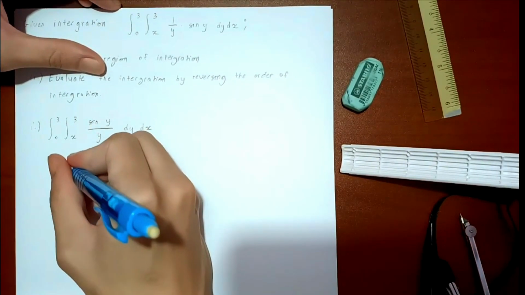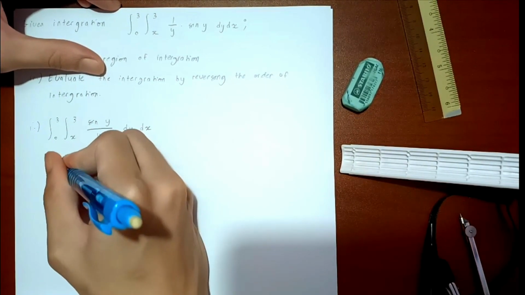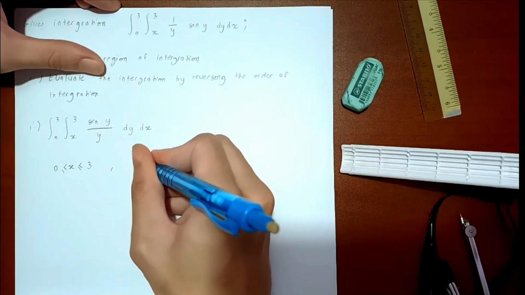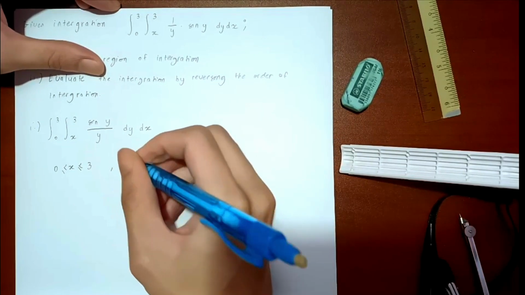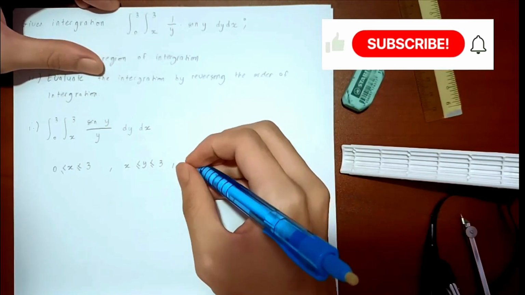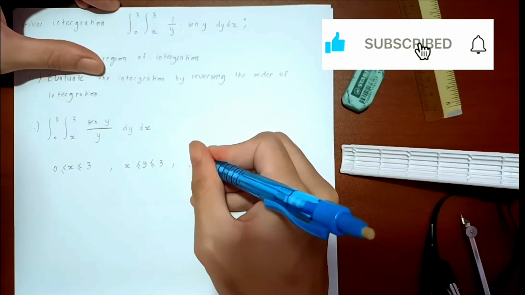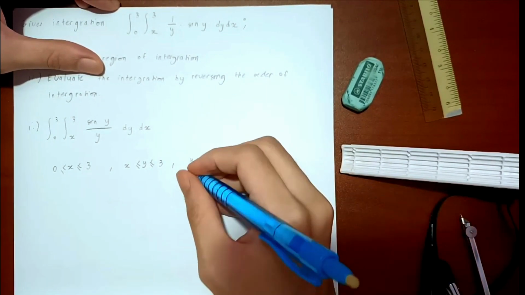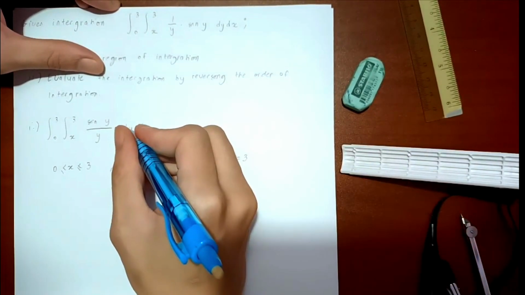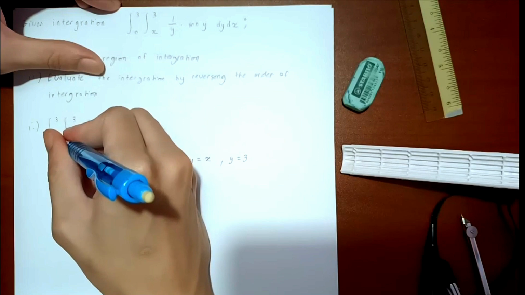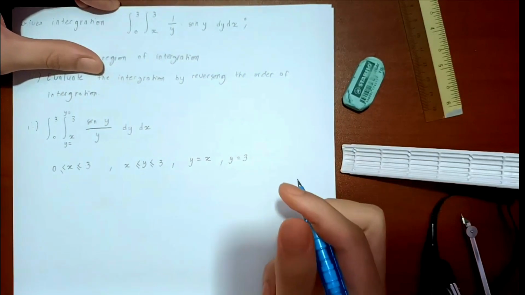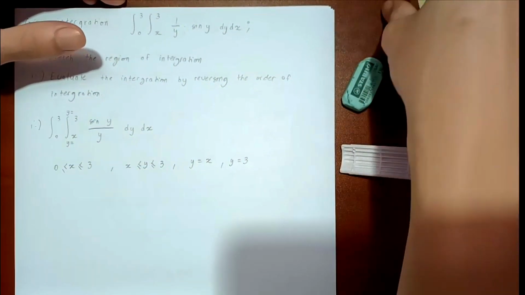For the x value, I have 0 to 3. Meanwhile, for y value, I have from x to 3. Or I can express it in another way, which is y equal to x and y equal to 3, because here is y, so here should be something with y equal to x and y equal to 3. And then I have all the information I needed.